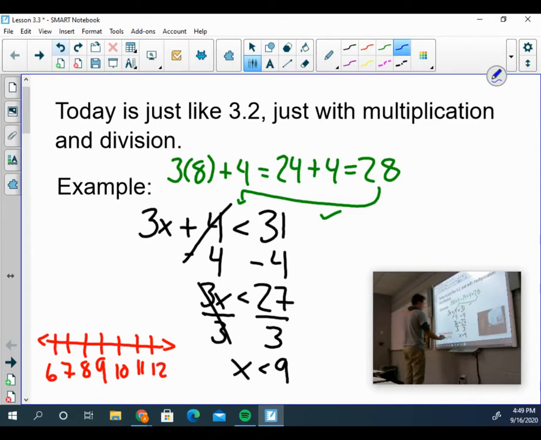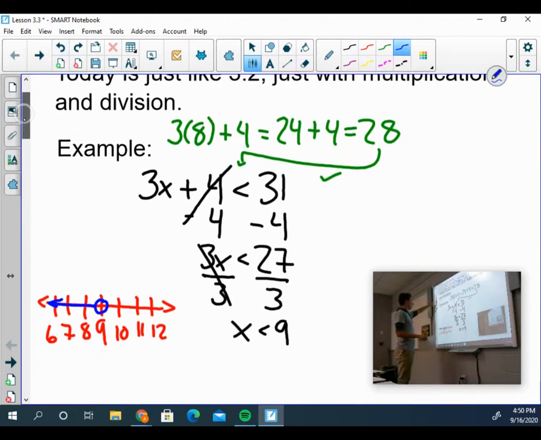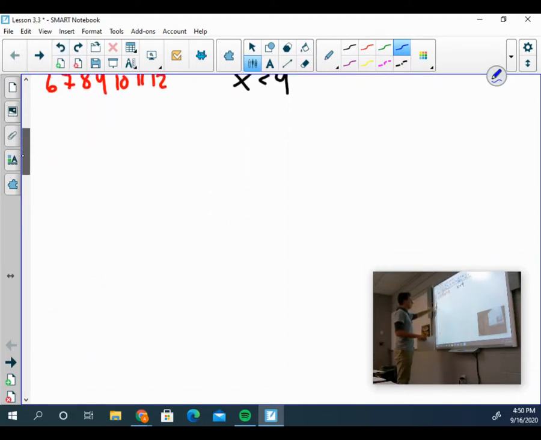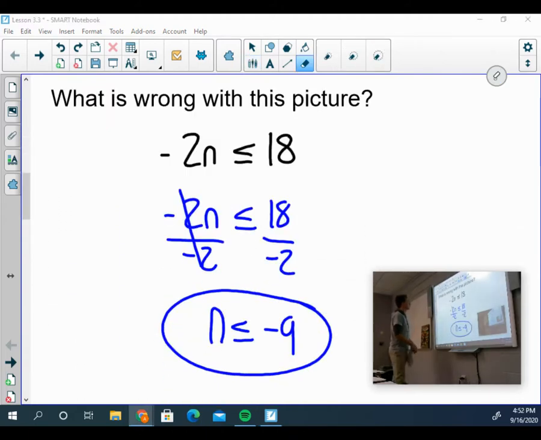Place a dot at my point of interest, 9. And I will be going off to the left. Why? Because the open side of the inequality faces the 9, not the variable, and I will be leaving it open because there is no line underneath. Okay, so we've done our example. There we go. Let's flip over to something new.